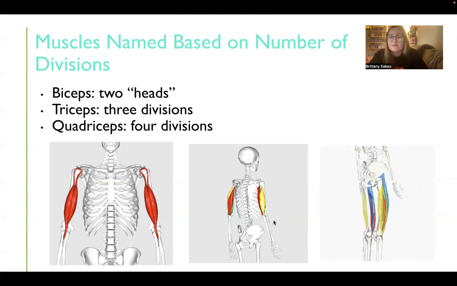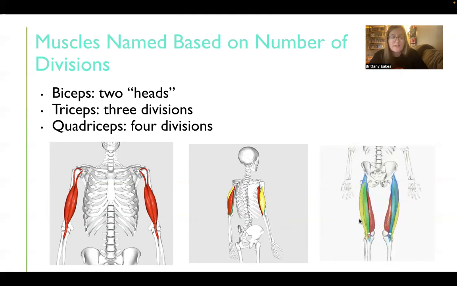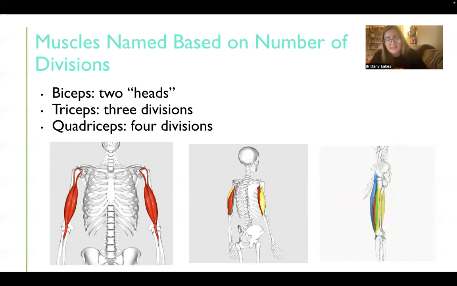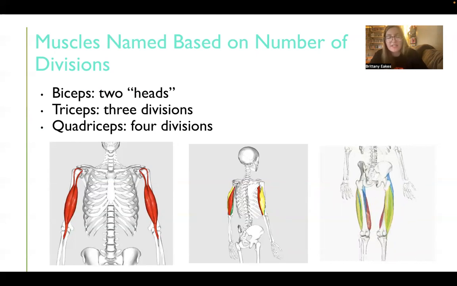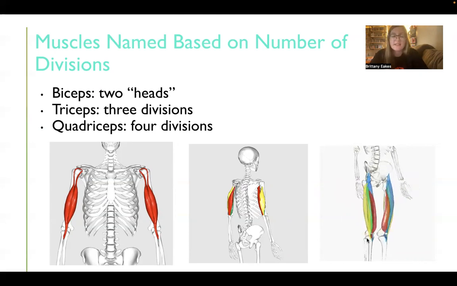And the quadriceps, you can see there's 4 different colors here. So there's 4 parts. Quad meaning four: the rectus femoris, vastus lateralis, vastus medialis, and vastus intermedius. All four of the quad muscles come together just above the patella.